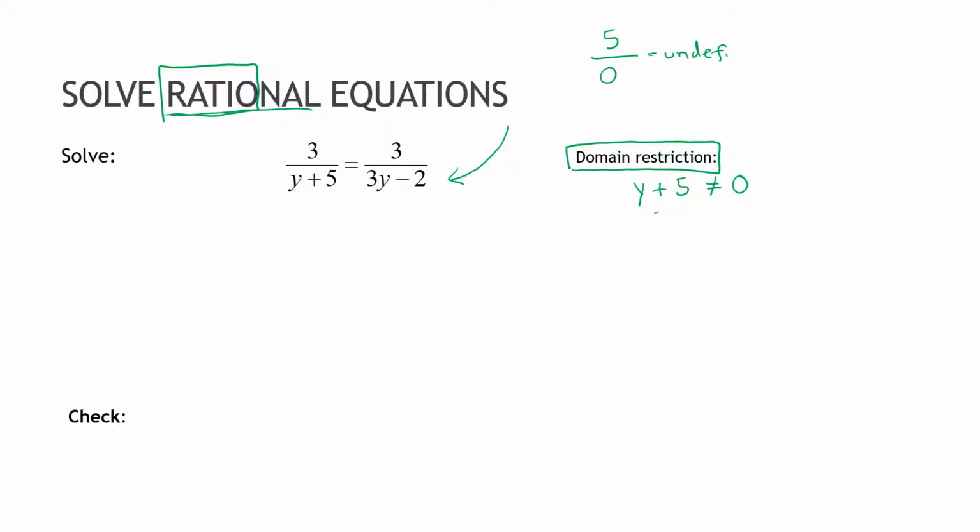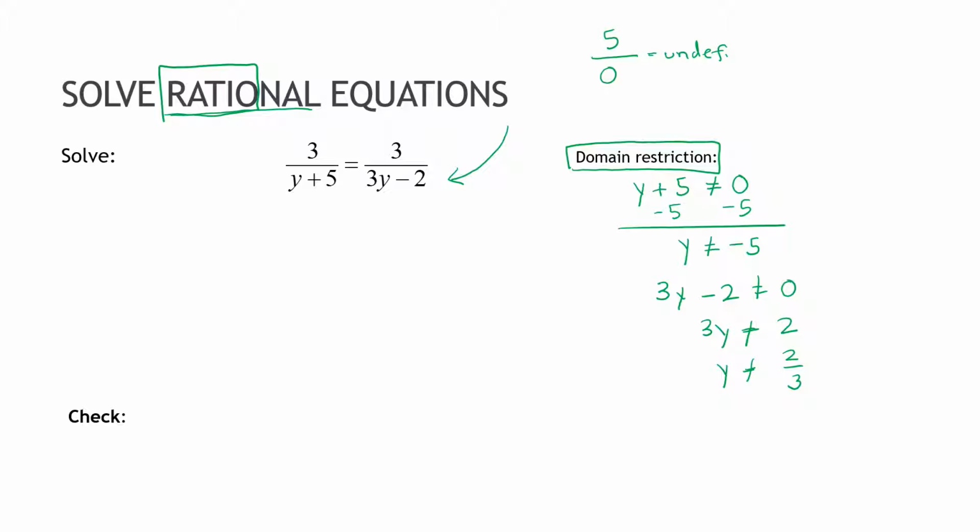And then I'm going to solve for that. When I subtract 5 from each side, I say that y can't be negative 5, so that's a restriction. And I'm going to take 3y minus 2 and say that that can't equal 0. I'm going to add 2 to each side to get 3y does not equal 2. Divide by 3 on each side to get y does not equal 2/3. So my restrictions are that y cannot be negative 5 and cannot be 2/3.